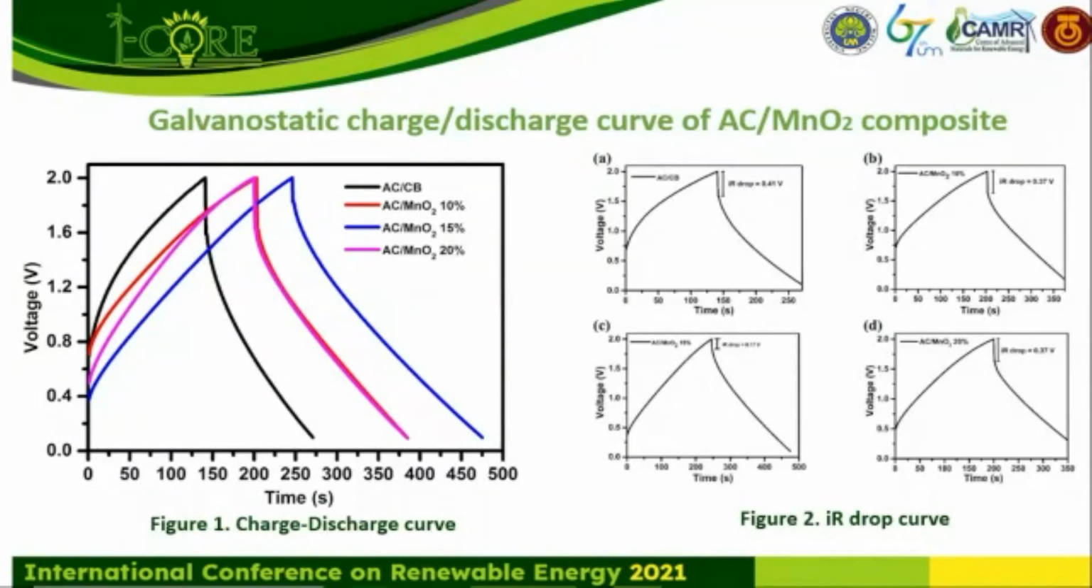IR drop is a sudden voltage drop, which commonly occurs when a supercapacitor changes from a charge to a discharge state, caused by the combination of electrode ohmic resistance, electrolyte, ion transfer in the electrode material, and contact voltage in the electrochemical system. The smallest IR drop was owned by the 15% AC/MnO2 symmetric supercapacitor, which only reached 0.07, which indicates that the charge-discharge cycle was stable and did not decrease drastically.